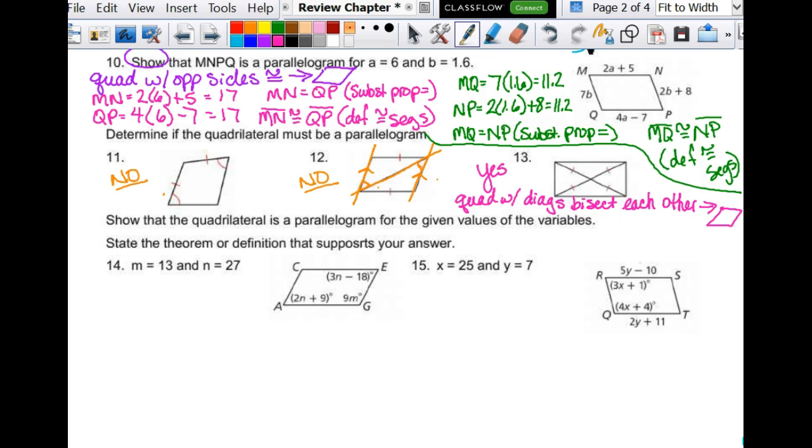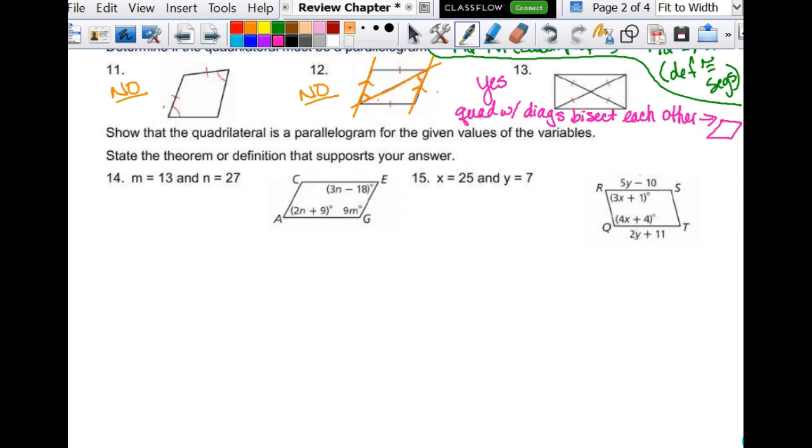All right, so there's two other show problems, which again, you still don't really have enough room for, I know. But we're going to make it work on here. Show that the quadrilateral is a parallelogram for the given variable. State the theorem or definition that supports your answer. All right, so I cannot use opposite angles congruent because I don't have all four angles. It has nothing to do with the sides. It has nothing to do with the diagonals.